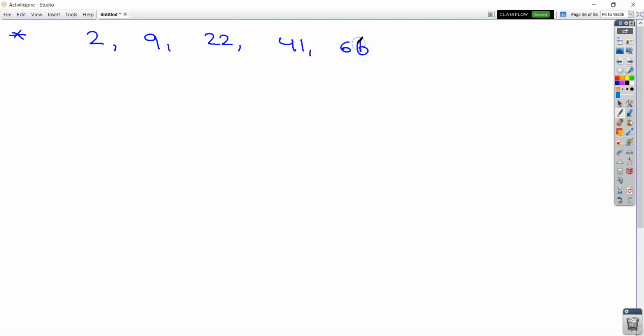Okay. We're going to start with the first thing, which is finding the first difference between each of them. So this would be now plus 7, plus 13, plus 19 and plus 25. Again, because the difference is not the same, it's not a linear sequence.